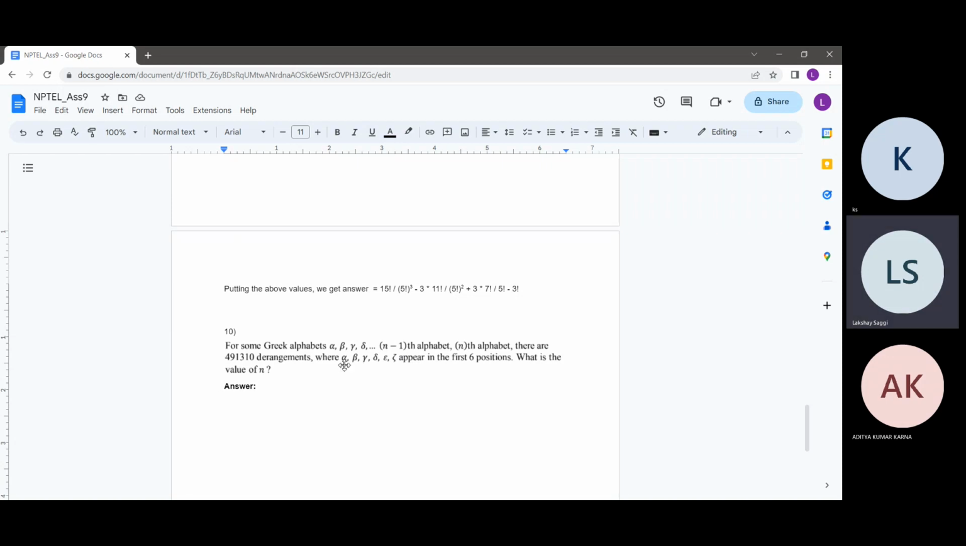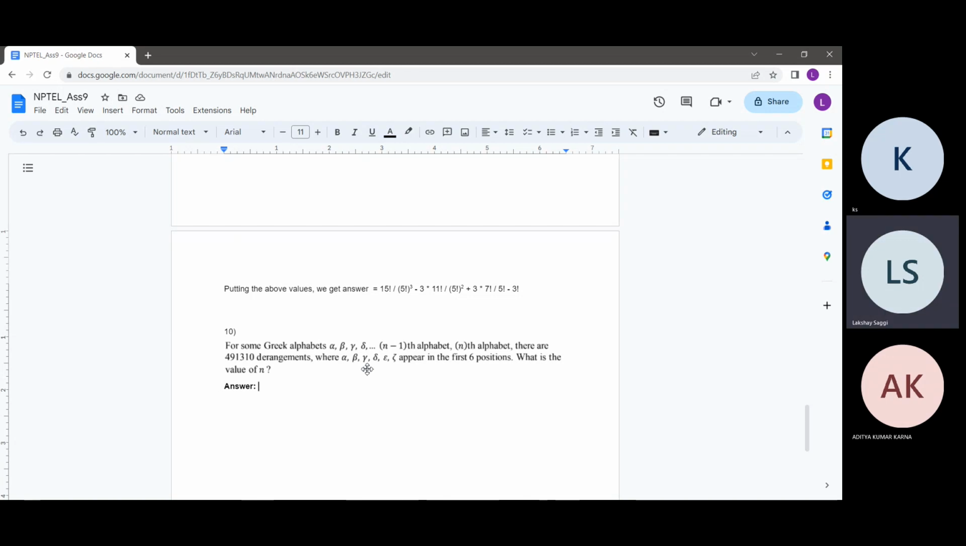One important thing to note is that alpha, beta, gamma, delta, epsilon, and this term are the first six Greek alphabets. If we think of it as A, B, C, D, E, then these are A, B, C, D, E, F of the Greek alphabets. And it's saying that there are 4913110 rearrangements where these appear in the first six positions itself. So actually, derangements are terms where alpha does not come at first position, beta does not come at second, gamma does not come at third, and so on.